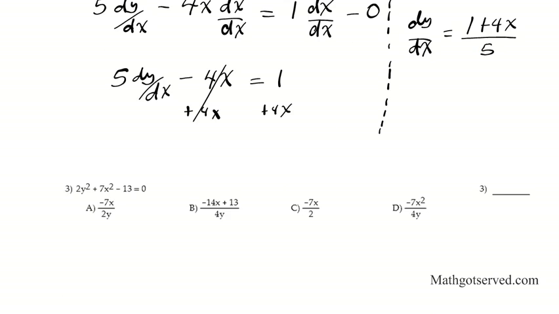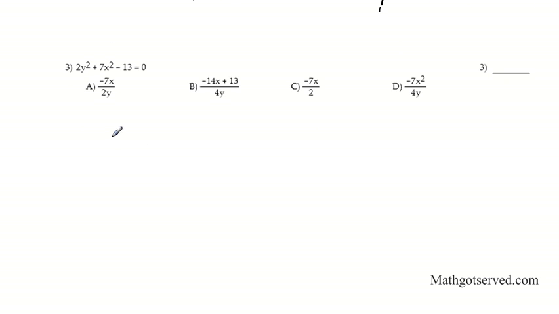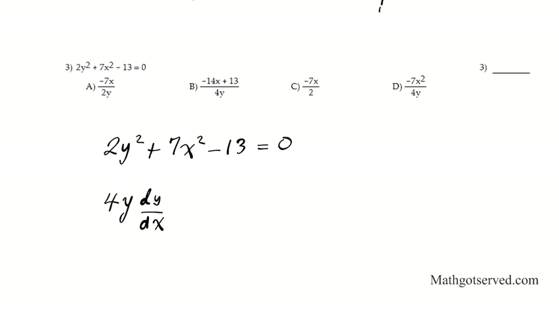Alright, let's take a look at question number 3. We need to differentiate this implicitly. Find dy/dx. So we have 2y squared plus 7x squared minus 13 equals 0. Here we're going to use the power rule. If we differentiate this, we're going to have 4y dy/dx plus, using the power rule, 2 times 7, and then you subtract 1 from the power, you have 14x dx/dx, and then the derivative of a constant is 0, equals 0.